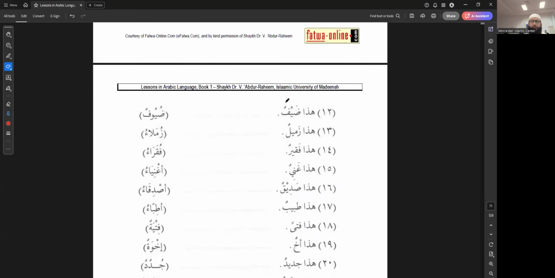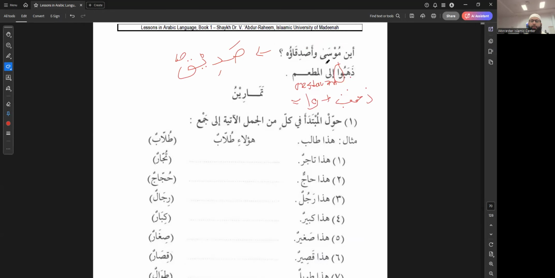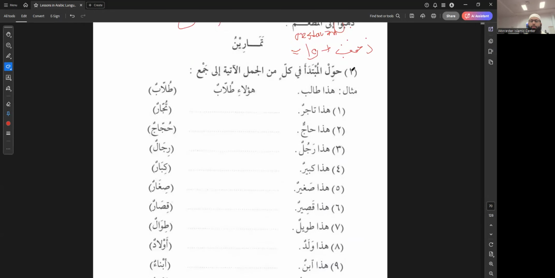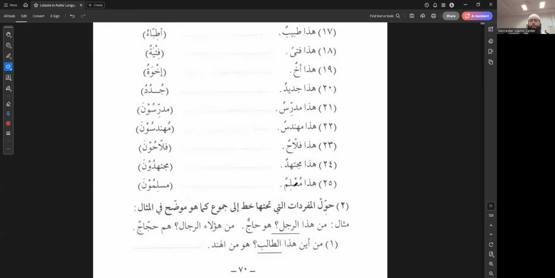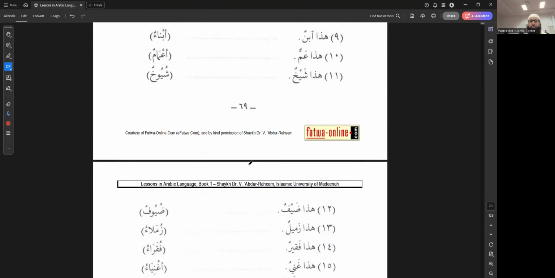Make sense? Okay. So if you look at exercise 1, I recommend that you do this just so you can learn what the plurals of the words are. They'll give you the singular word on the right side, and the plural on the left side. Talib, tullab, tajir, tujjar, hajj, hujjaj, rajul, rijal, kabir, kibar. Okay, so saghir, sighar. You can try this so that you can learn how to make the plurals and what they mean.